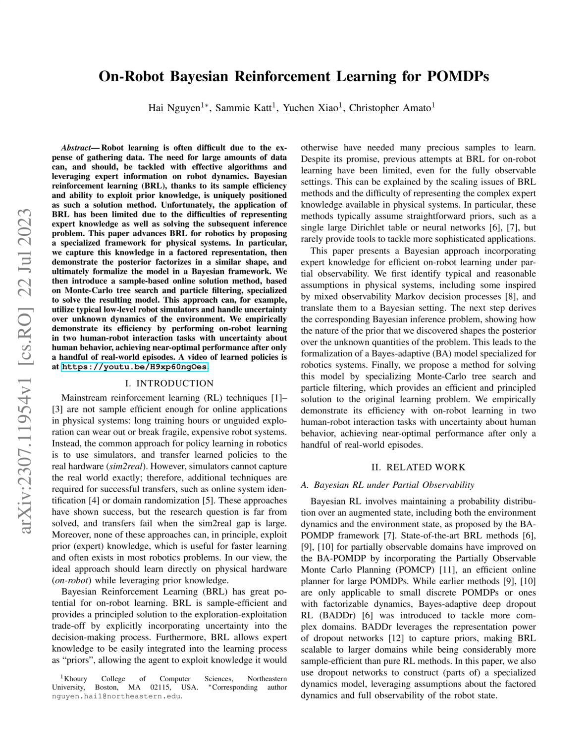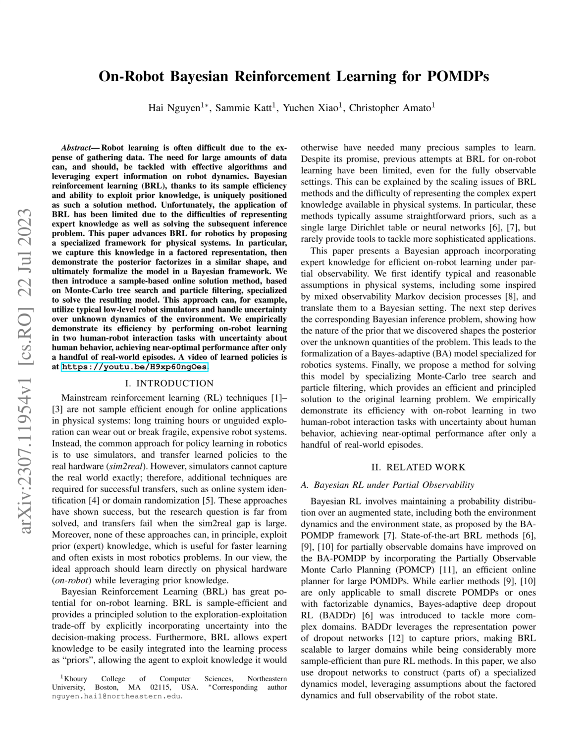Introduction. Mainstream reinforcement learning, RL techniques, are not sample-efficient enough for online applications in physical systems. Long training hours or unguided exploration can wear out or break fragile, expensive robot systems. Instead, the common approach for policy learning in robotics is to use simulators and transfer learned policies to the real hardware, Sim2Real. However, simulators cannot capture the real world exactly.